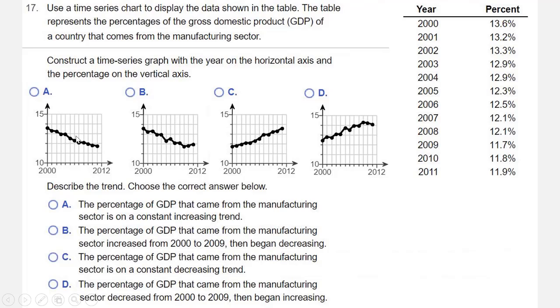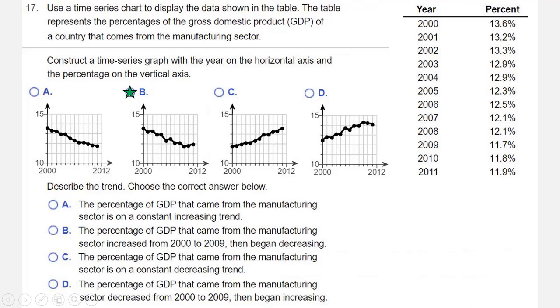A has a pretty steady downward motion, C has a pretty steady upward motion, and D has an up and down upward motion. But B has a pretty steady downward motion. There's a little tick at the beginning that goes back up and then continues to go down, but then it bounces up at the end. So we're going to choose graph B.